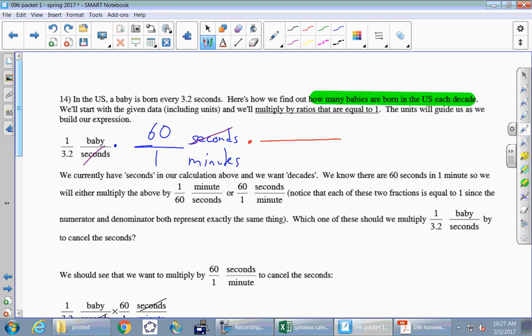Another fraction. Play the same game. I currently have minutes left over. Seconds, I don't even see them anymore. I want to get rid of minutes. Do you want to put minutes on the top or on the bottom to cancel this one? Put it on the top. So we put minutes up there.